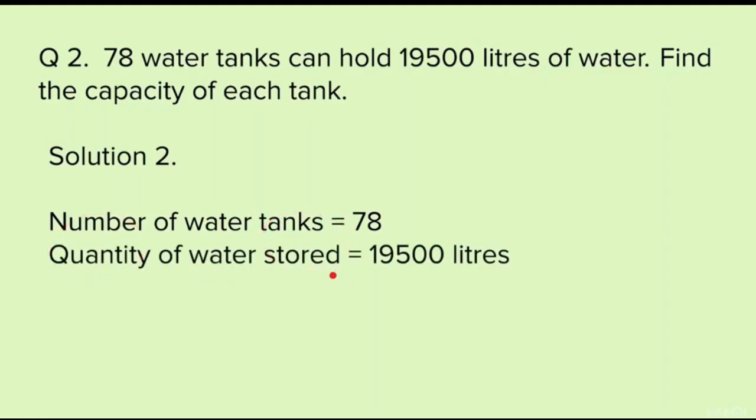19500 liters, and quantity and stored, that we have taken, is not mentioned there in the sentence, but since it is the English word, we can use it in our language. That shows the mass and English integration, and you will have to use your language here. Quantity of water stored, that is 19500 liters. Now find the capacity of each tank. Now we have to find how much water each tank will hold.